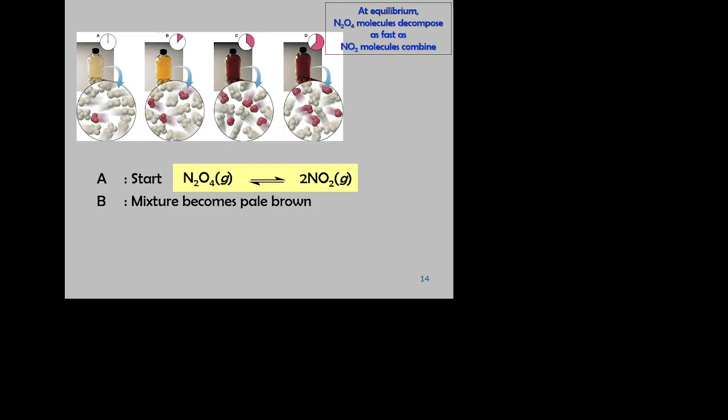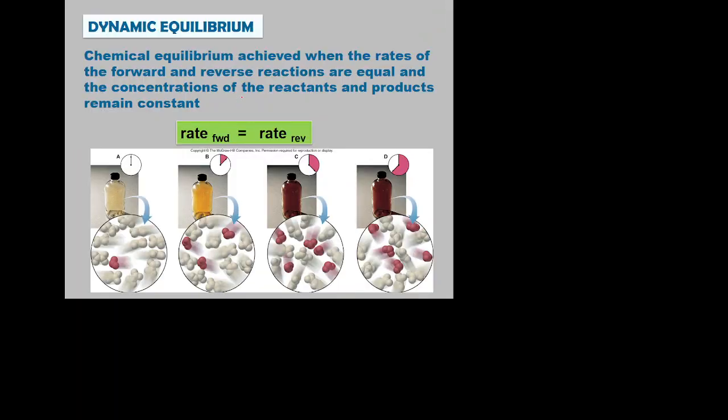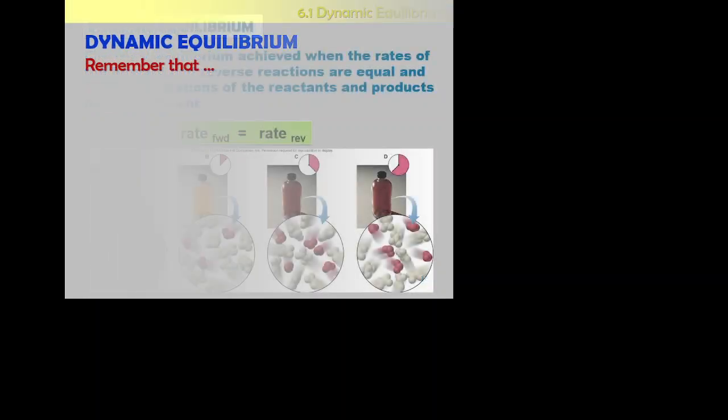Okay. So at the start, they start dengan colorless, they become more and more brown. Okay. So the point where it has achieved equilibrium is when we observe no more change. So the color becomes constant. Okay. So that is pretty much a dynamic equilibrium lah.